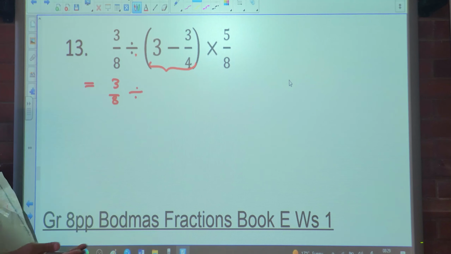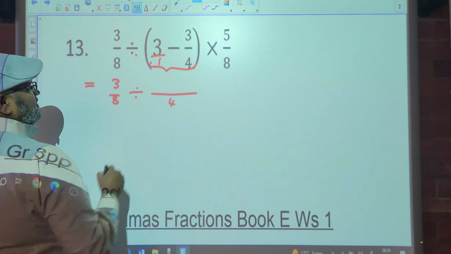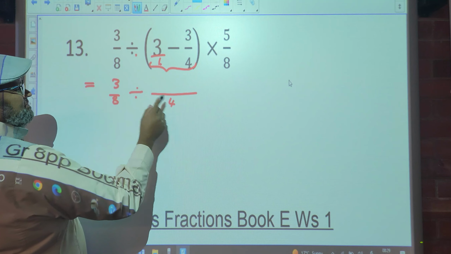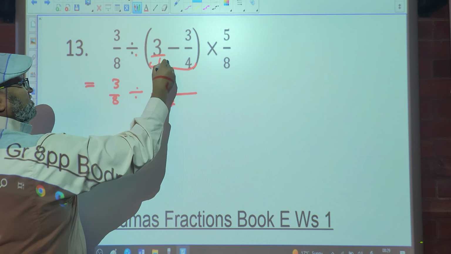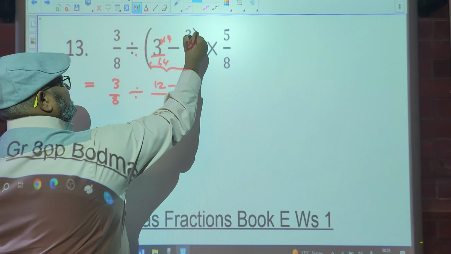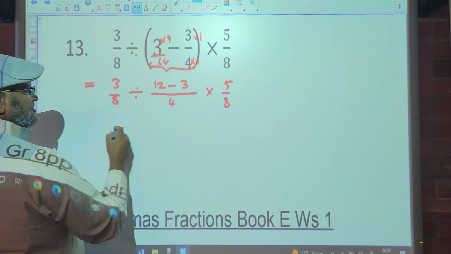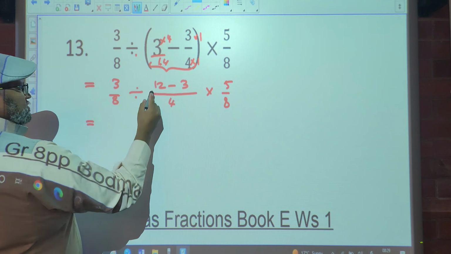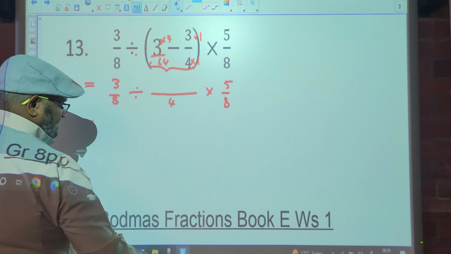Okay, we know that 3 minus 3 quarters is 2 and a quarter, and you can convert it. But let's assume we don't know that. So we say 4. What must 1 be multiplied by to get 4? 4. So 3 multiplied by 4 is 12, minus 3 quarters: 4 multiplied by what is 4? 1. So that's going to give you 3, multiplied by 5 over 8. So 12 minus 3. What's 12 minus 3? 9. So that is simply 9.